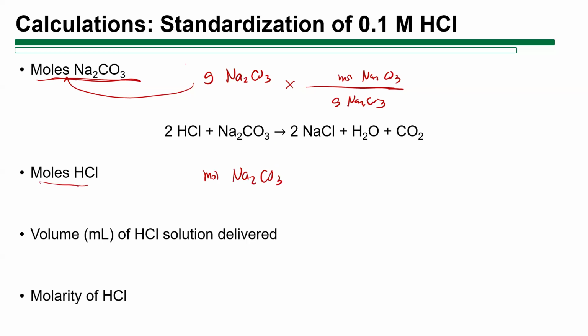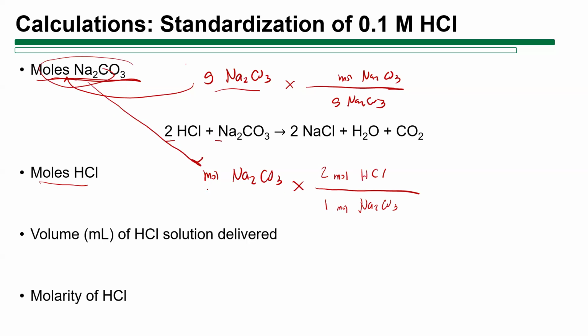Once you have the moles of sodium carbonate, what do you do next? We determine the moles of HCl: how much HCl reacted with the amount of sodium carbonate that we have. You use the ratio 1:2. For every 1 mole of sodium carbonate, 2 moles of HCl will react. Again, you start from grams, you calculate moles of sodium carbonate, then from moles of sodium carbonate, you calculate moles of HCl.